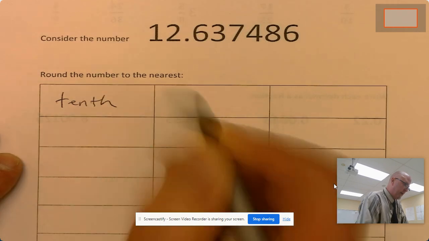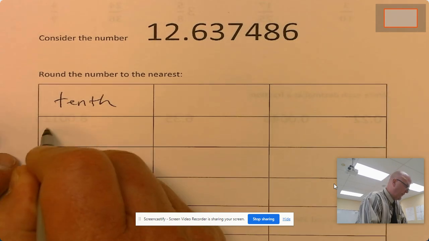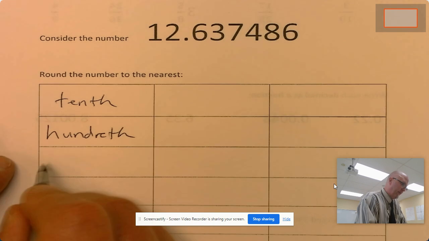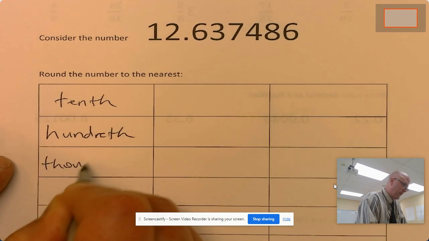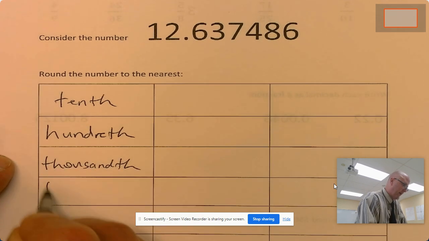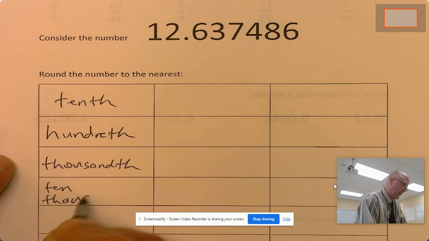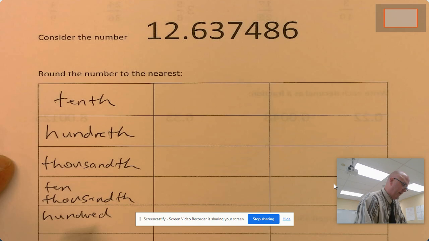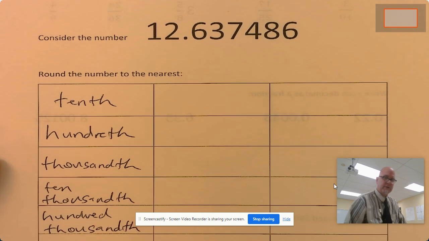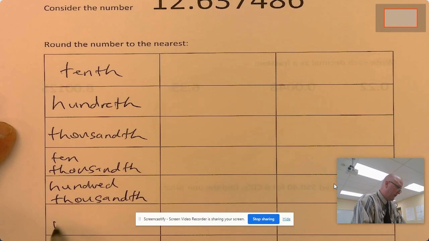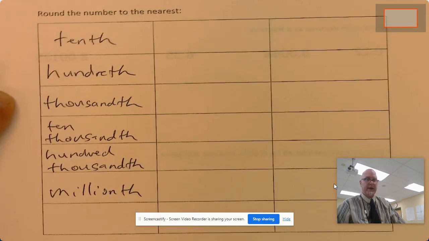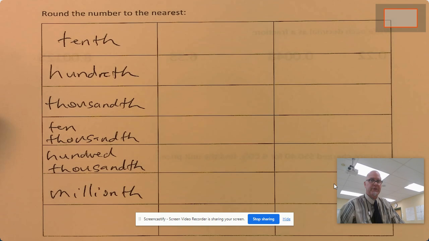or words, excuse me. Round to the nearest tenth. Round to the nearest hundredth. Round to the nearest thousandth. Round to the nearest 10,000th. Round to the nearest 100,000th. All have those little th at the end. And round to the nearest millionth. So those are some things that are going to come up as you are being asked to do some rounding.